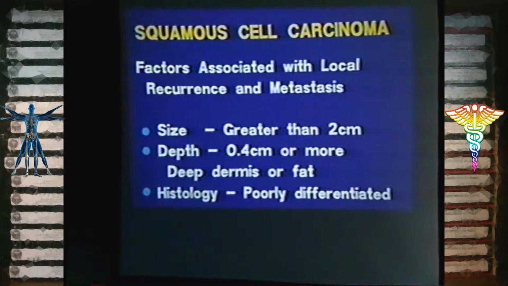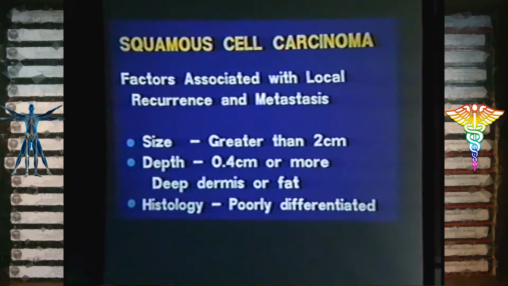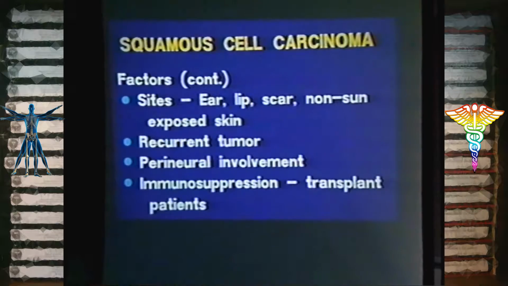Squamous cell carcinoma, what are the factors? Certainly size, anything greater than 2 centimeters. The depth of the lesion when you're talking about 4 millimeters or so in depth or deep into the fat. When the histology is poorly differentiated. Sites I already went over: ear, lip, scar, recurrent tumors, those that are involving the nerve. And this is a very important piece of information right here: immunosuppression.